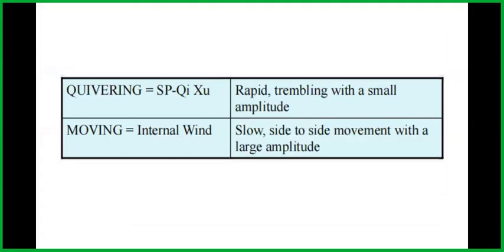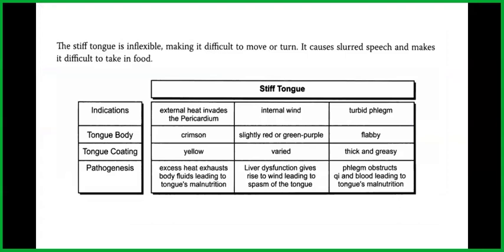So here, just a summary: a quivering tongue is spleen qi deficiency. It's rapid trembling with a small amplitude. And the moving tongue is internal wind. It will be slow, side-to-side movement with a large amplitude. The stiff tongue is inflexible, making it difficult to move or turn. It causes slurred speech and makes it difficult to take in food.